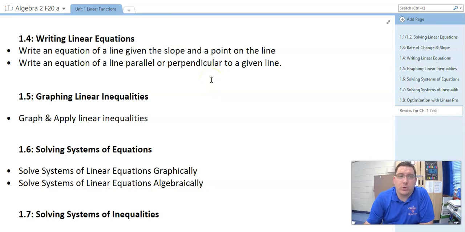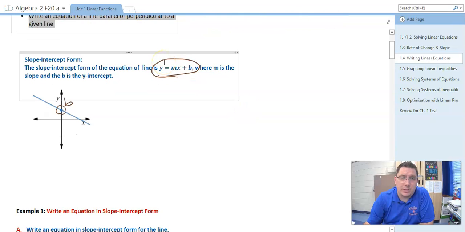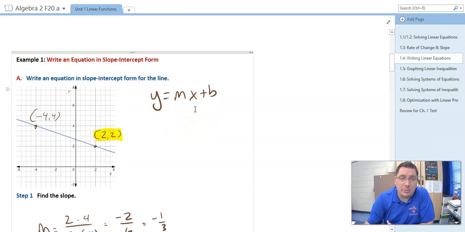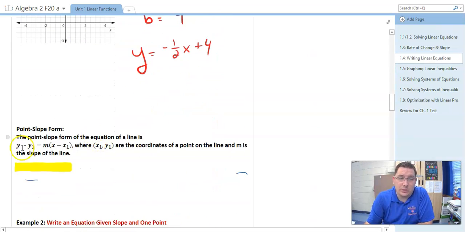As we looked at 1.4, we looked at writing linear equations, with our statements being that we could write an equation of a line given the slope and a point on the line, and write an equation of a line that is parallel or perpendicular to a given line. When we looked at 1.4, remember that we talked about slope-intercept form, y is equal to mx plus b. How can we write the equation of a line from that if I'm given a slope and a point? Or if I'm given 2 points, how can I find the slope first and then write the equation? We also talked about point-slope form, which is here.